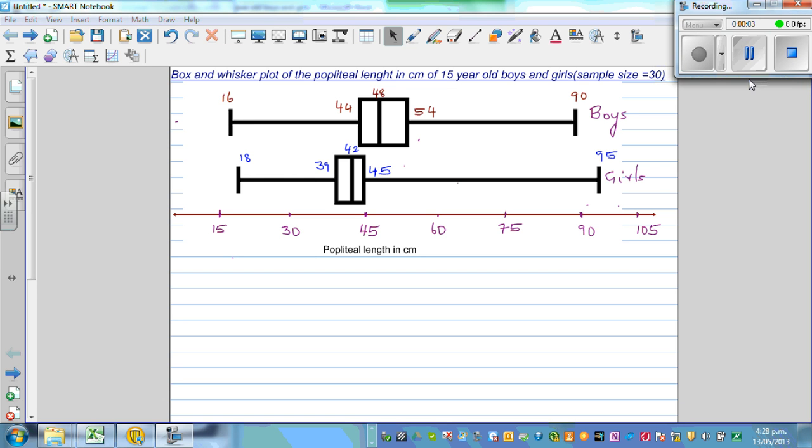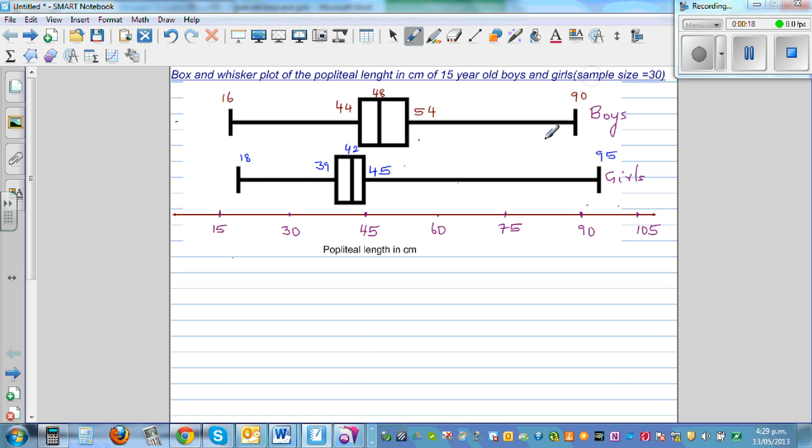Let's look at this box and whisker plot of boys' and girls' popliteal length in centimeters for 15-year-old boys and girls. We are taking a sample of 30 for both boys and girls, and this is the summary statistic. The median of boys is 48, and the median for girls is 42.